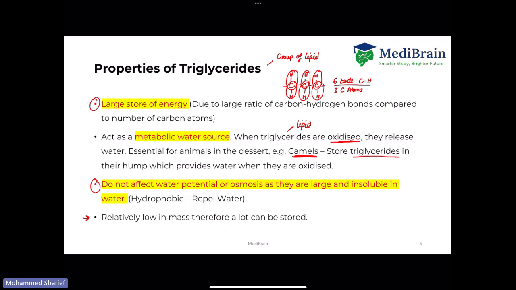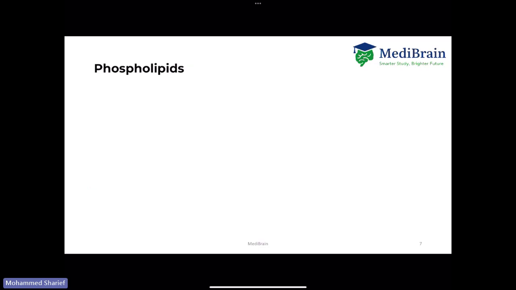Okay, so moving on, phospholipids. That's everything to do with triglycerides. If we have time at the end, we will come back and just review it all again. But if you have filled in the form, you will get the link to the recording to this.